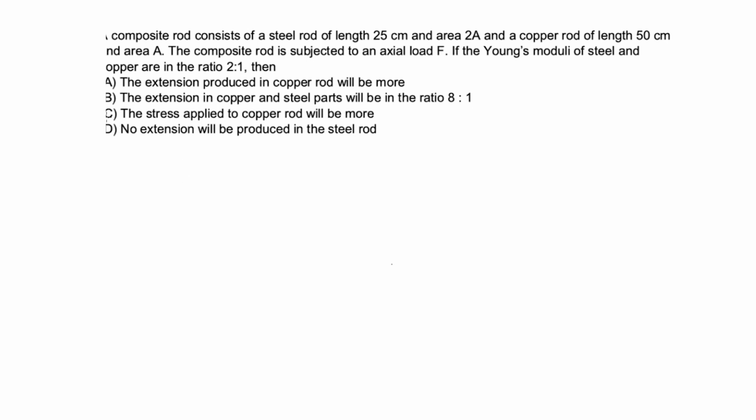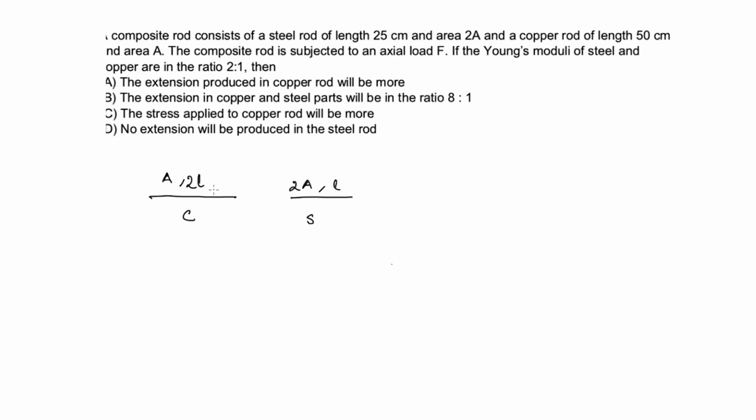Question number 11 says a composite rod consists of a steel rod of length 25 cm, area 2A, and a copper rod of length 50 cm, area A. Suppose this is the copper rod of area A and length 2L, and it is a steel rod of cross section area 2A and length L, because the steel rod is 25 cm and the copper rod is 50 cm.